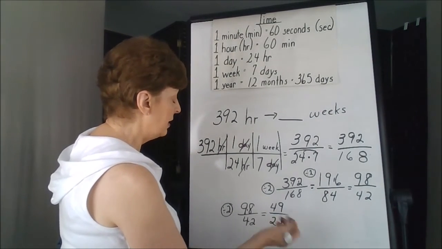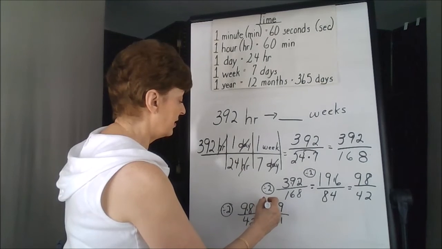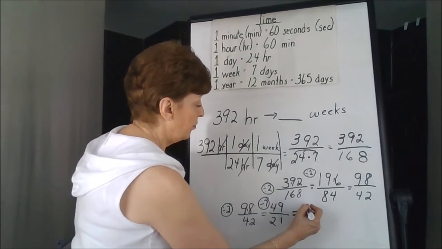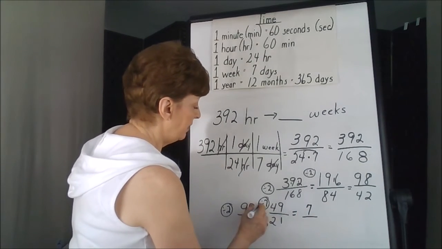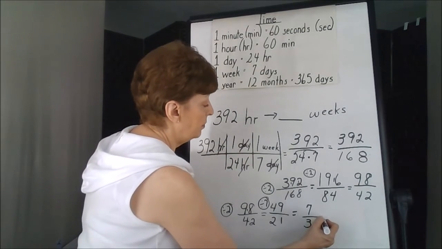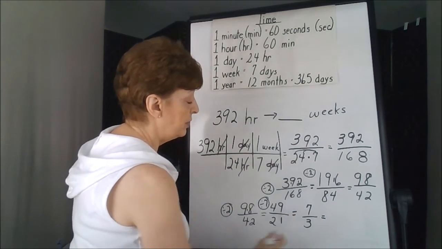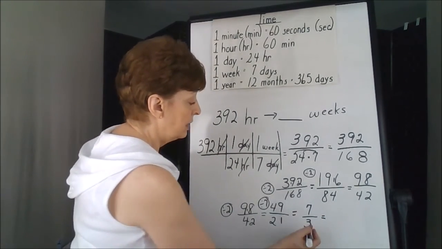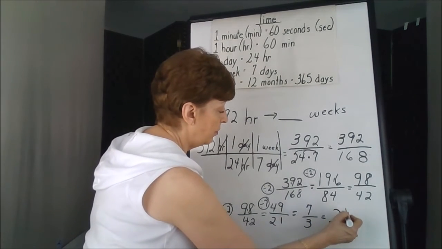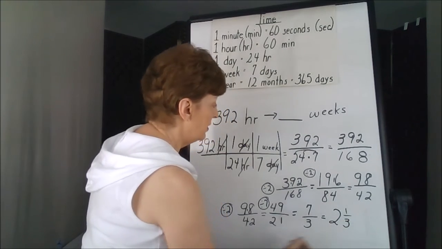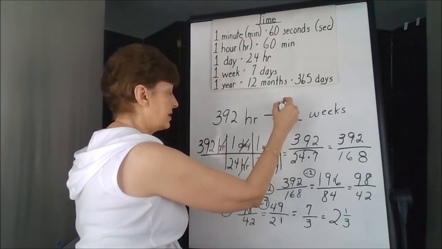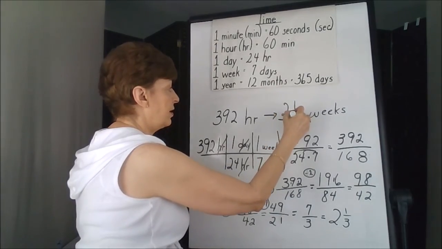49 and 21 makes me think of the 7s. So I'm going to switch over here and do 7 goes into 49 7 times. 7 goes into 21 3 times. So now we can use this top-heavy fraction. 3 divides into 7, 2 and 1/3. So 392 hours gives us 2 1/3 weeks.